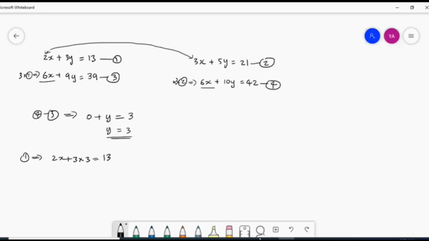So next step, what's 2x equal to? 3 into 3, 9. You shift it to the right side, so 13 minus 9. Yes, 2x is equal to 4. So x is equal to 4 by 2, that is equal to 2. So the solution is 2 comma 3.